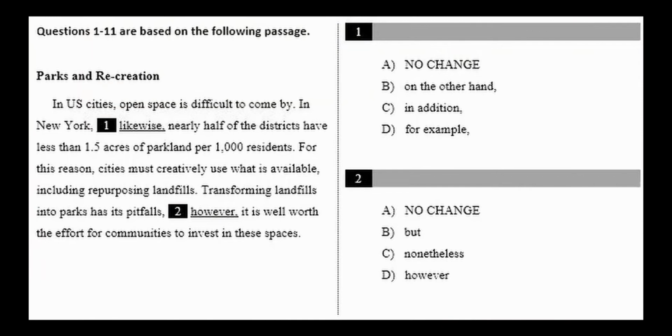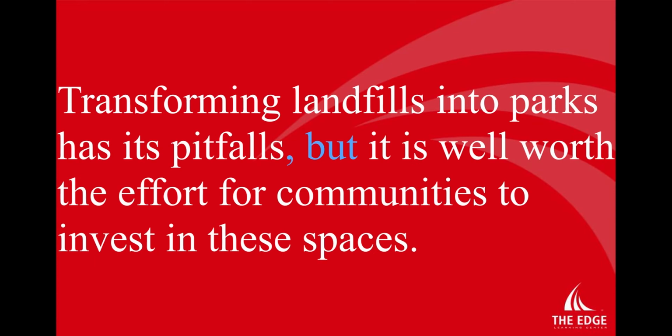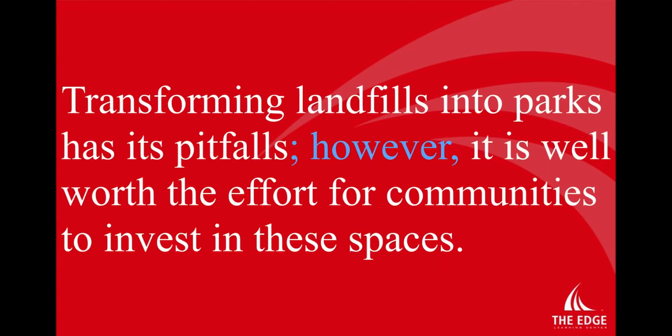So in this question, when we read this, we see transforming landfills into parks has its pitfalls. That's a complete sentence. Then the next part after the conjunction, it is well worth the effort for communities to invest in these spaces. That's also a complete sentence. If we want to coordinate these two sentences together correctly, we have 2 options. We can either use a comma and a FANBOYS word, like the word but, or we could use a semicolon and a word like however, some kind of conjunctive adverb.